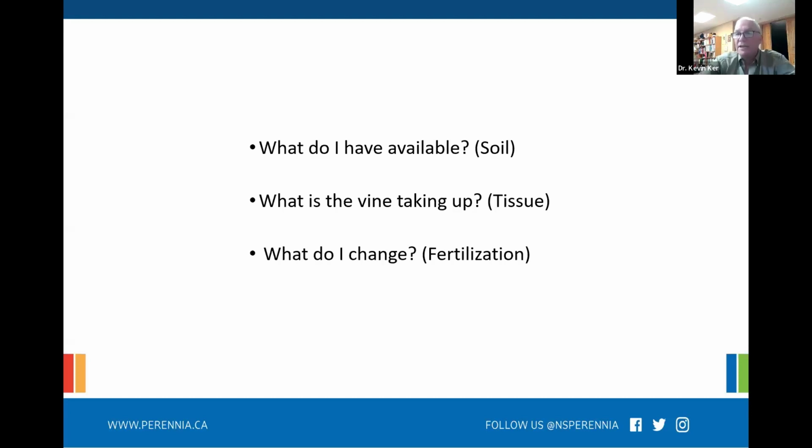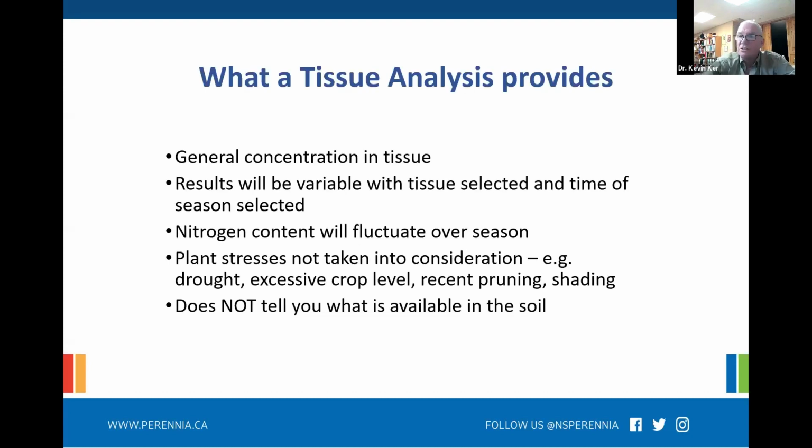Knowing what the plant is taking up, we need to make sure we find out what the issue is before we make a corrective action. And this is really important. Sometimes there are other things at play when you look at tissue sampling that can influence the results that you get, and I want to bring your attention to these. So what does a tissue analysis provide? Concentrations in the tissue, which will be variable with the tissue selected.